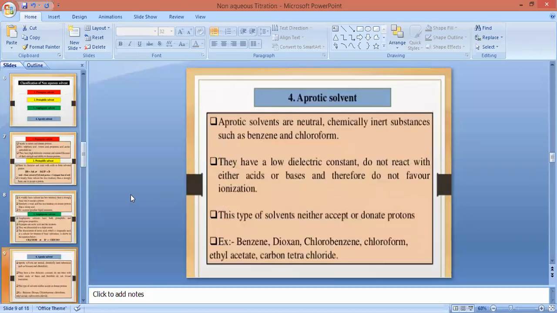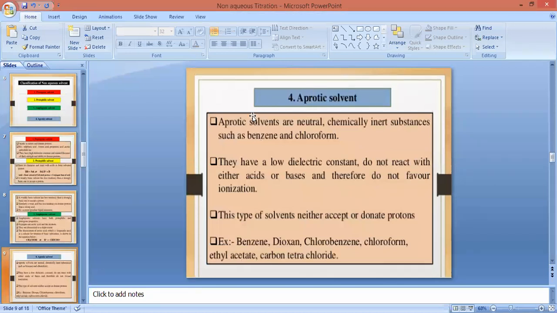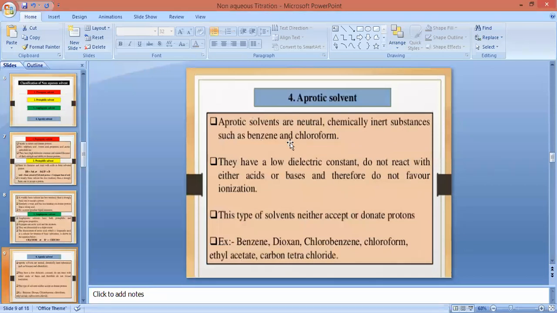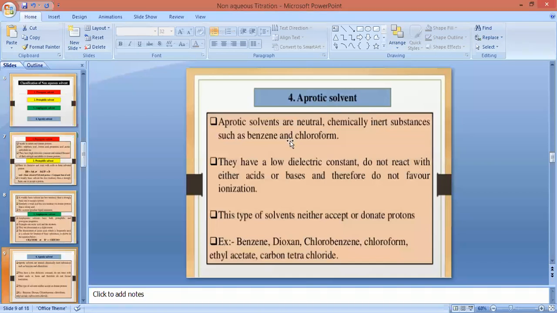Fourth classification of non-aqueous solvent is the aprotic solvent. It does not have any such property; it neither donates the proton nor accepts the proton, therefore it is neutral in nature. So aprotic solvents are neutral, that is, chemically inert; they neither donate nor accept the proton. Examples of aprotic solvents are benzene and chloroform.